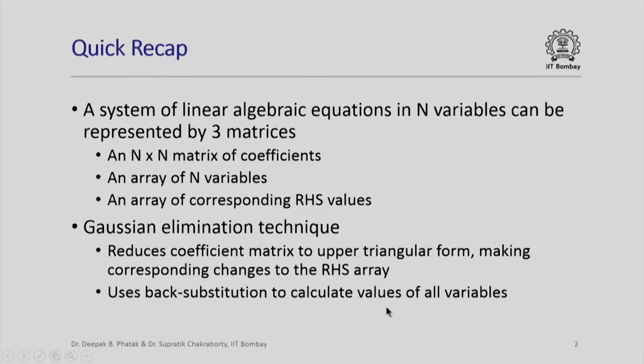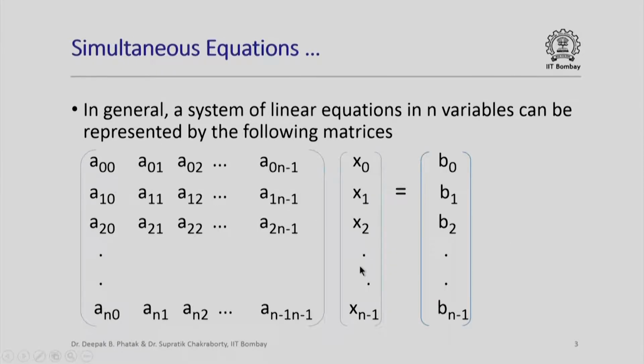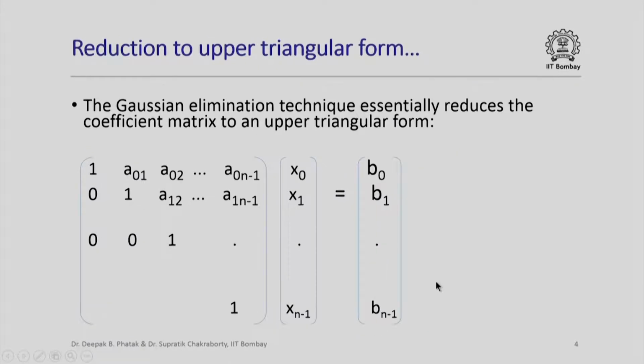Here is a quick recap of some of the representation. This is the general system of linear equations in n variables represented by a matrix which will have the coefficients, the vector of unknown variables and the right hand side vector of values b0 to bn minus 1. The Gaussian elimination reduces the coefficient matrix to an upper triangular form with ones on the diagonal, and using the back substitution we shall be able to solve for the values of all the unknown variables.